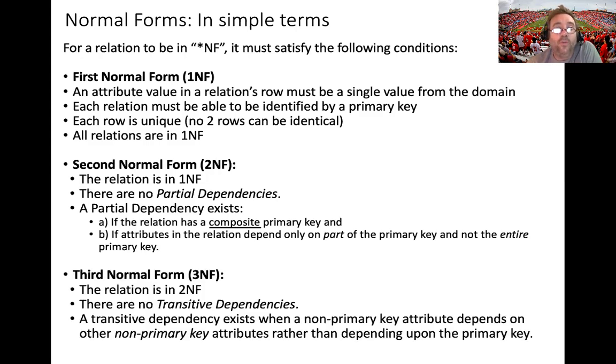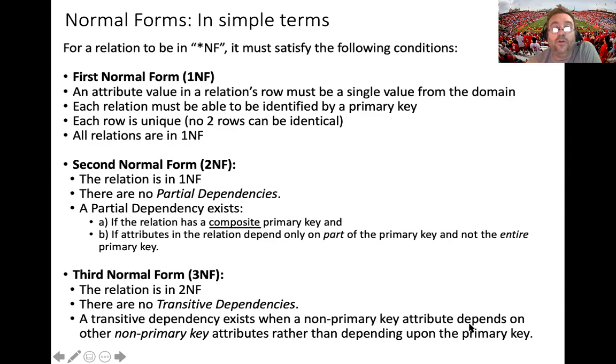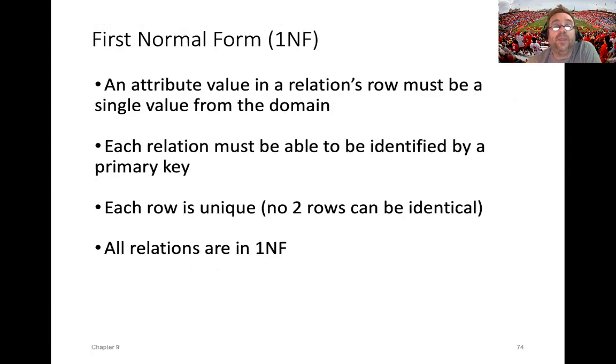And then third normal form: for a relation to be in third normal form, the relation is already in second normal form, and there are no transitive dependencies. A transitive dependency exists when a non-primary key attribute depends on other non-primary key attributes rather than depending upon the primary key. Okay, let's work through this in a little bit more detail.